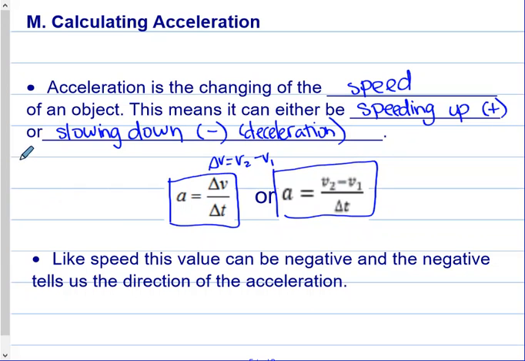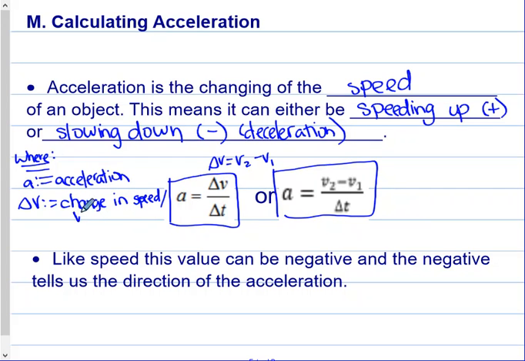Okay, and then just defining our variables like we do. So a is your acceleration, and we'll talk about its units in a second. Your delta v is your change in speed, or velocity. And remember, speed is in meters per second.